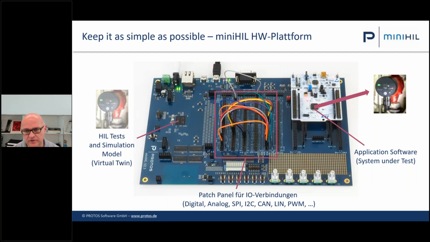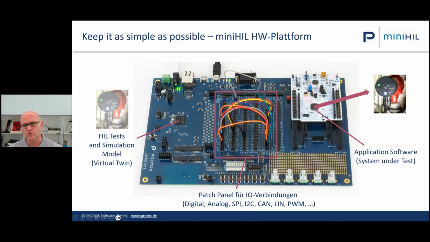An example where we use this is the mini-hill hardware and software platform. So the idea is to test the system under test here. That's an STM32 microcontroller, and we test at the pins of the microcontroller over the signals. We connect the signals on the microcontroller over this patch panel with our test system.